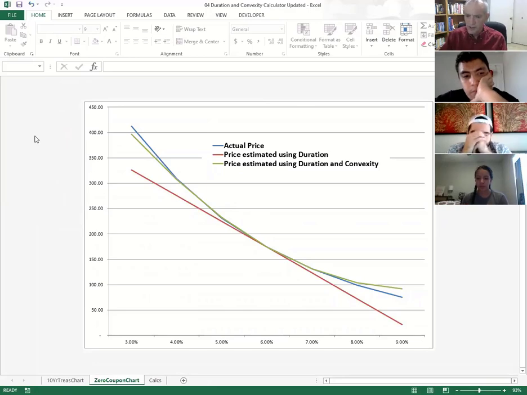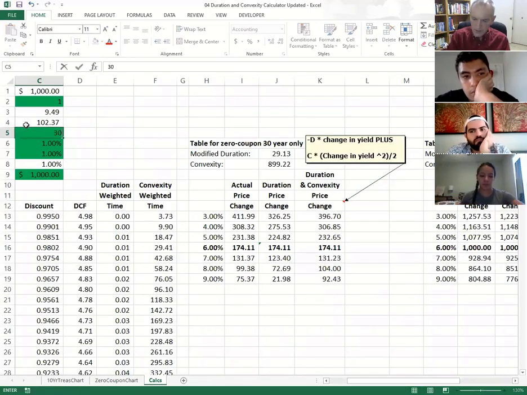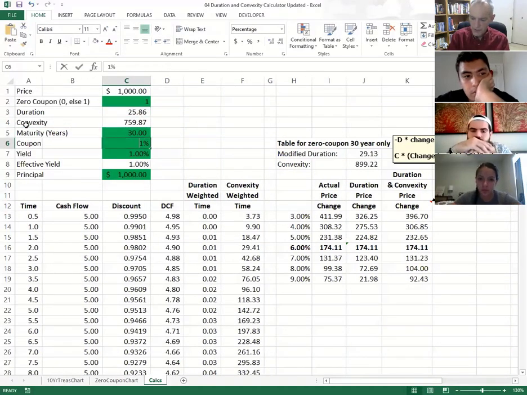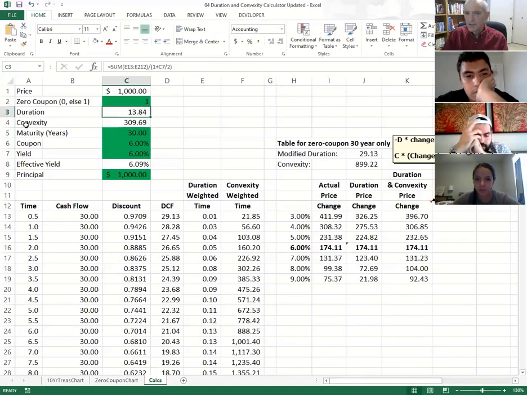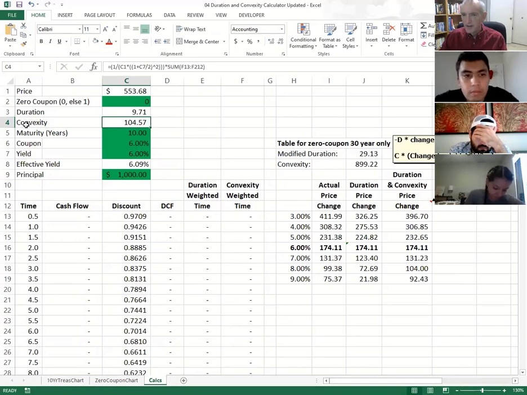What's the duration of a 30-year bond? So if we have a 30-year bond, the duration for a 30-year bond is 26 years. But if interest rates are high, like 6%, the 30-year bond's duration is only 14 years. So you can see how sensitive a longer-term bond is. But look at the convexity of that 30-year bond. It's almost 900 versus a 10-year bond. The convexity is 100. So longer-term bonds have a lot more duration, and a lot more convexity.